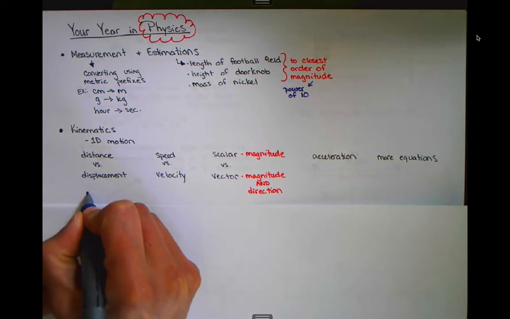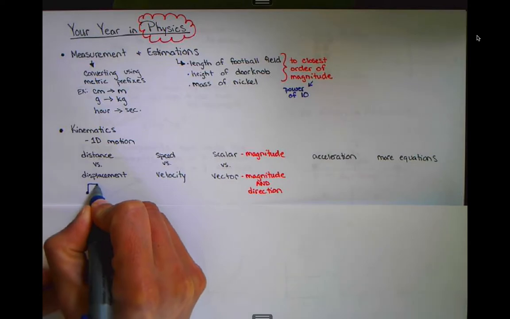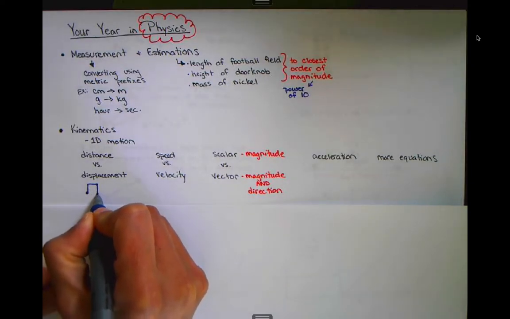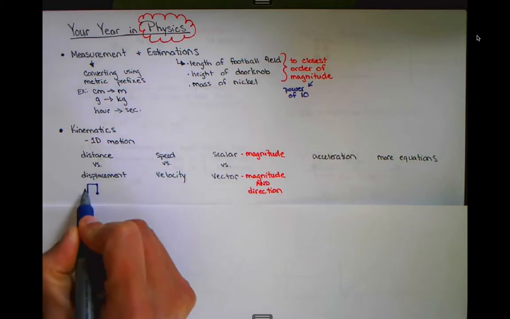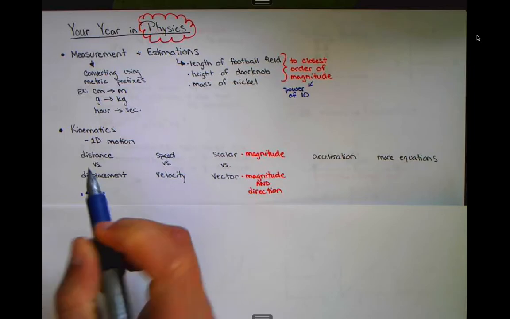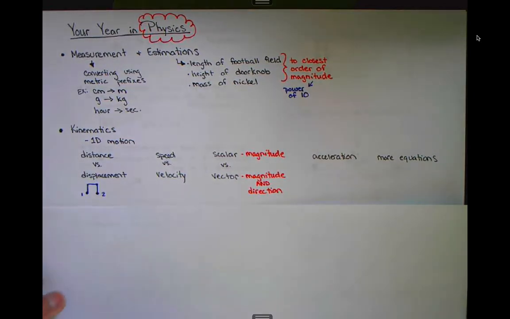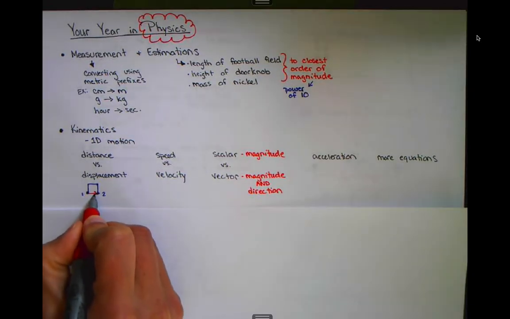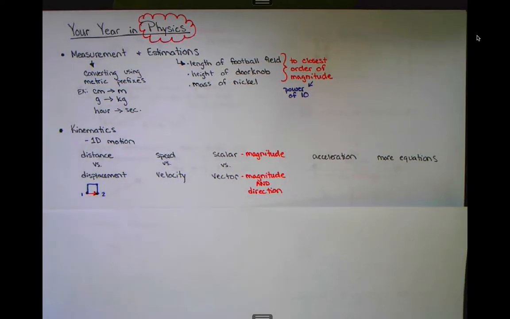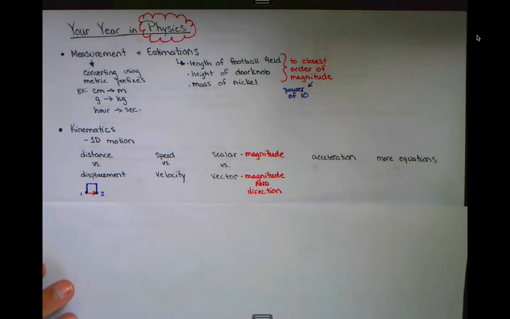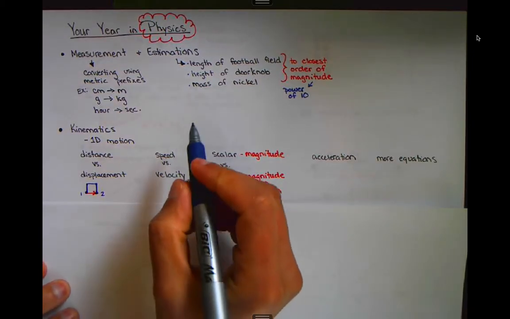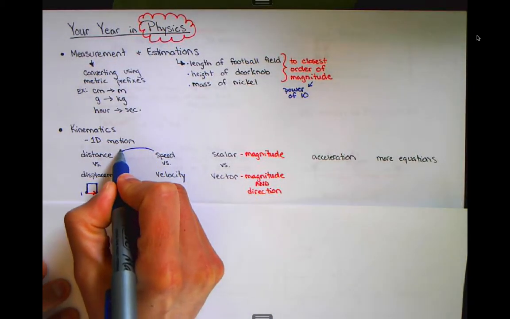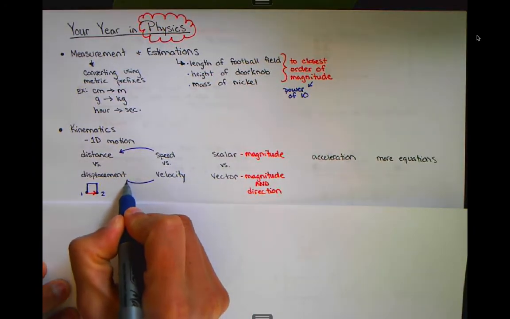So if you were to start here and walk north and then east and then south, and end here, right? So you start at 1, you end at 2. Your distance is the whole path, but your displacement would just be the shortest distance from 1 to 2. Okay. Then we talked about speed versus velocity. So here's where we started to get into some of our equations, right? So speed versus velocity. Speed uses the distance, velocity uses displacement.